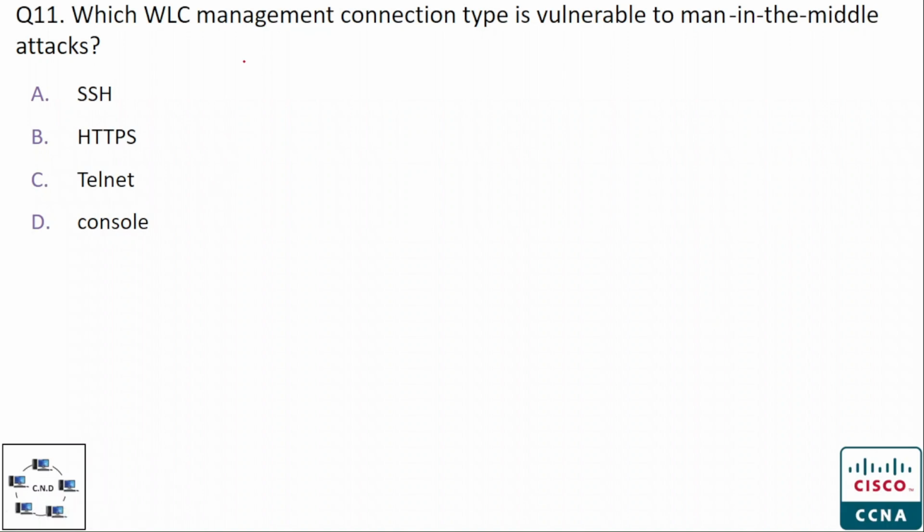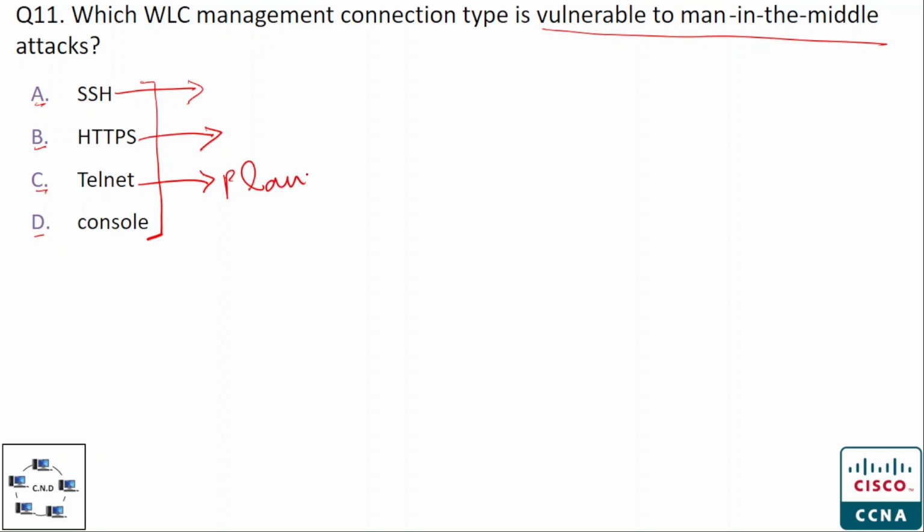Question number 11. Which WLC, that is wireless LAN controller, management connection is vulnerable to man-in-the-middle attacks? The options are option A SSH, option B HTTPS, option C Telnet, and option D console. These are all protocols that can be used for remote management. SSH traffic is basically encrypted. HTTPS traffic is also encrypted. Telnet sends traffic in plain text. It is not encrypted.